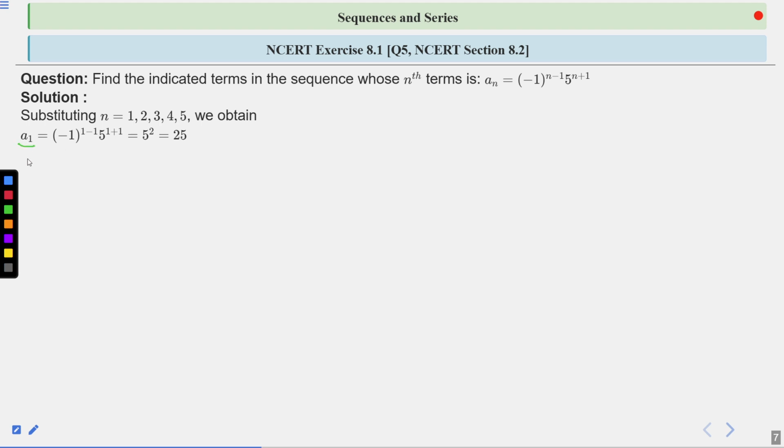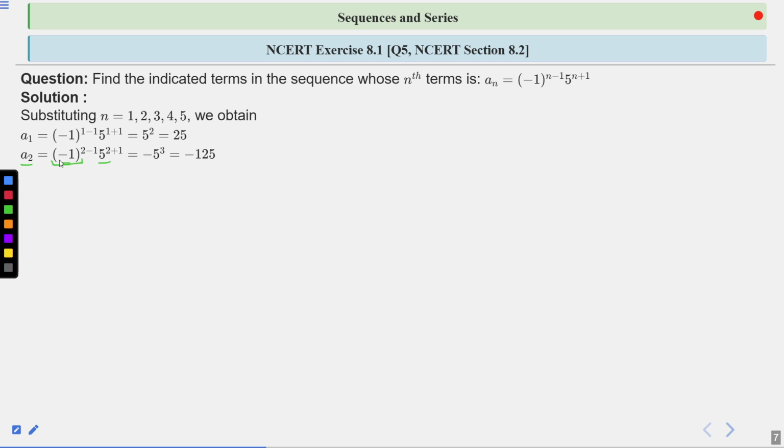So for first term, we are going to have minus 1 raised to power 1 minus 1 times 5 raised to power 1 plus 1. This gives me 5 square, which is 25. So the first term of my sequence is 25. Now second term of my sequence is minus 1 raised to power 2 minus 1 times 5 raised to power 2 plus 1.